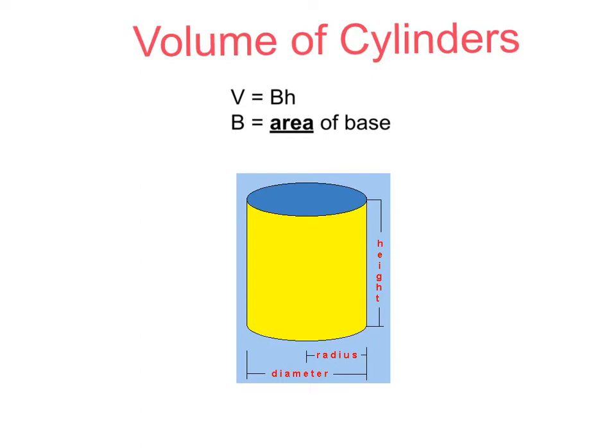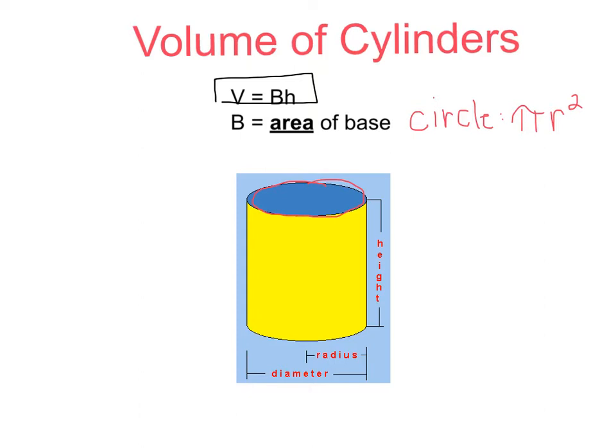So the formula for any volume is area of the base times the height. So the capital B means area of the base. So we have to think, what is the base of a cylinder? Well, the base of a cylinder is a circle. So if the base is a circle, we have to think, okay, how do you find the area of a circle? So think back. We find the area of a circle by doing pi r squared.